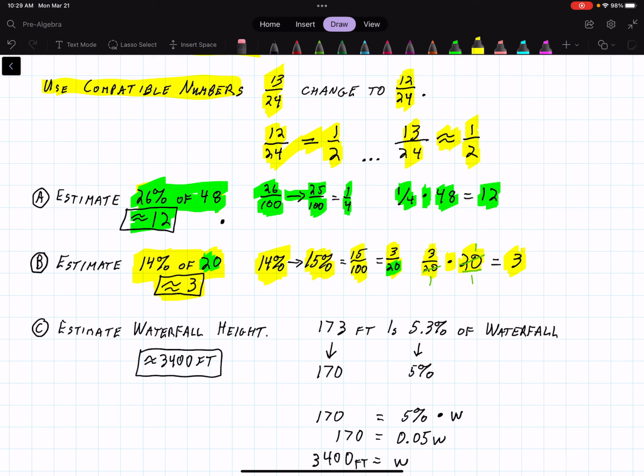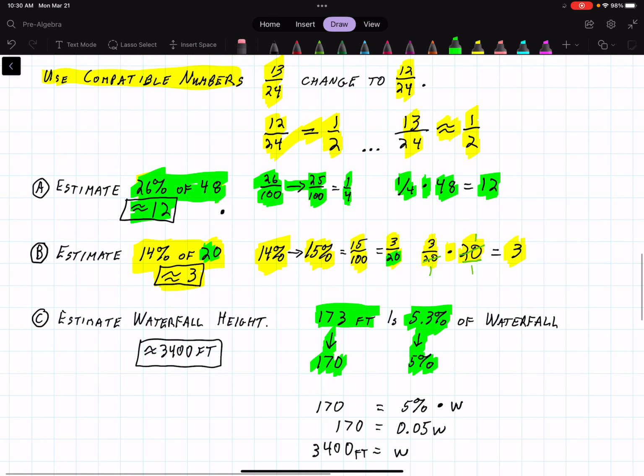And finally, let's say we're given a problem that says, figure out this waterfall height if we know that 173 feet of Niagara Falls is approximately 5.3% of the Angel Falls in South America. So it's a very tall waterfall. So what we're going to first do is say, well, maybe both of these need rounding. I'm going to change 173 to 170 just because it's a lot easier number to work with, and I'm going to change 5.3% down to 5%.